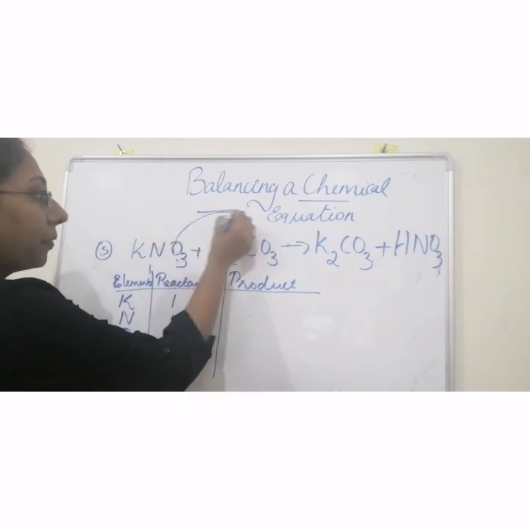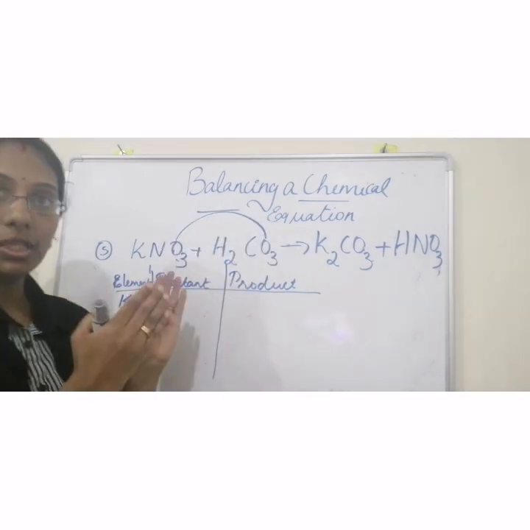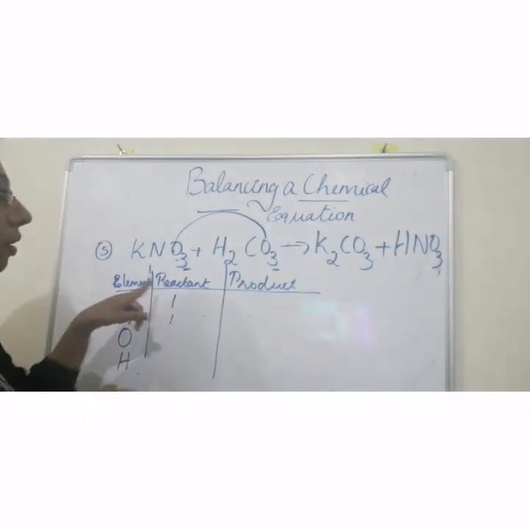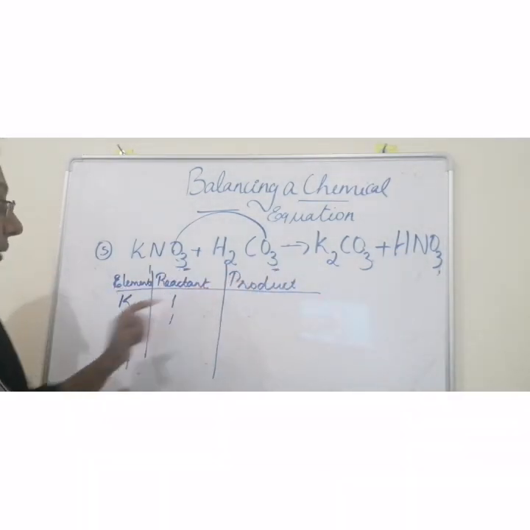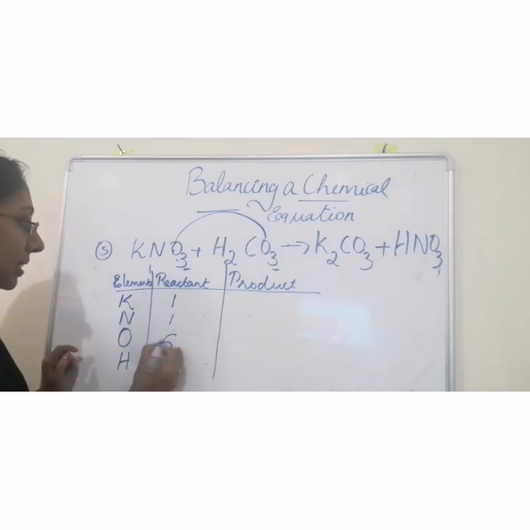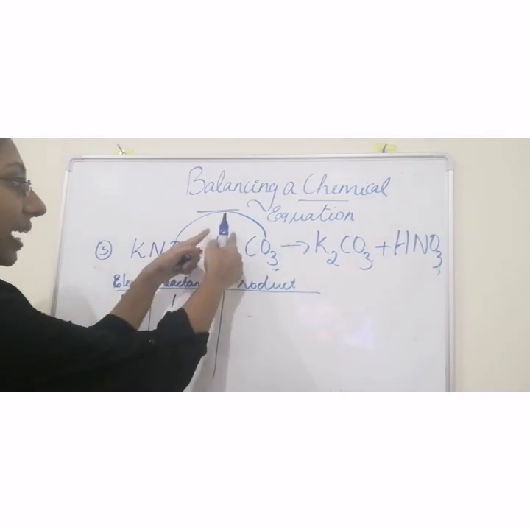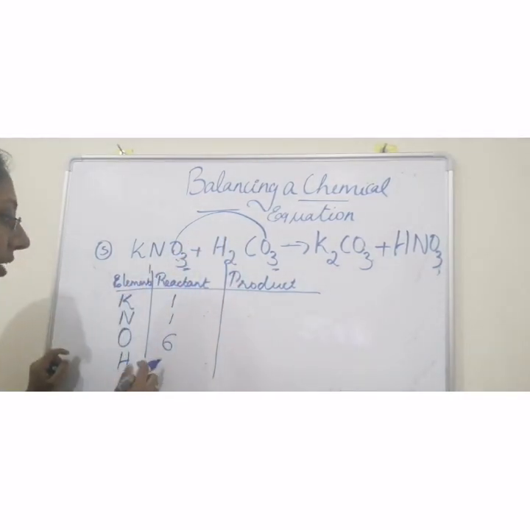When the element is present on the reactant side in the 2 compounds, we have to add that number. So how many oxygen are there? 3 plus 3. So altogether it is 6. In the case of hydrogen, on the reactant side, we can see only 2 hydrogen atoms. How many hydrogen atoms are there? There are 2 hydrogen atoms.